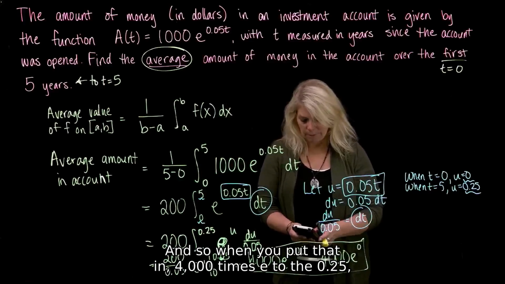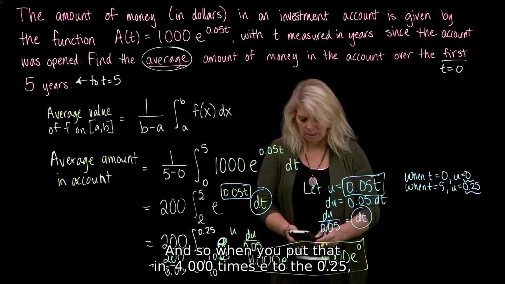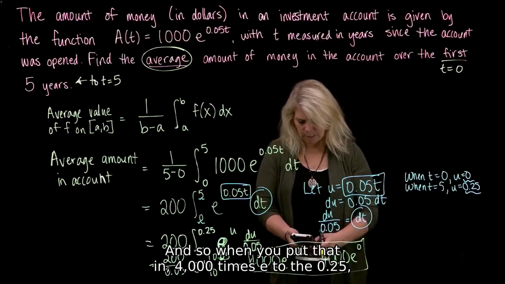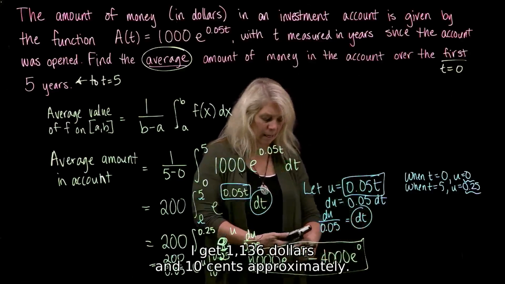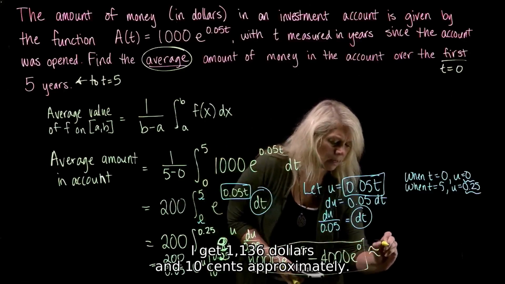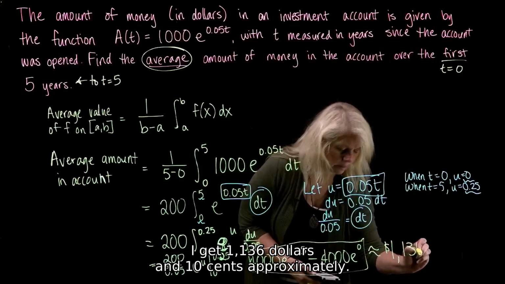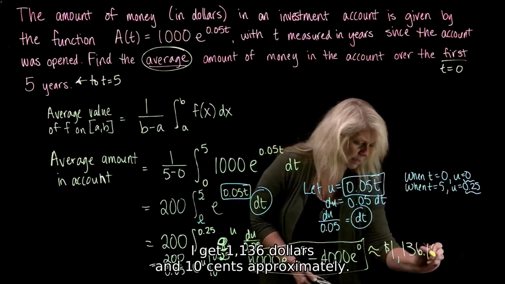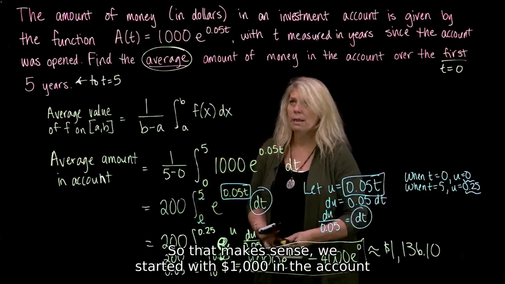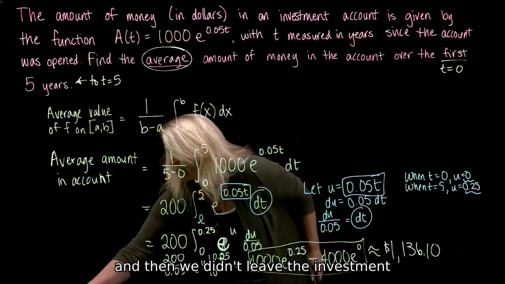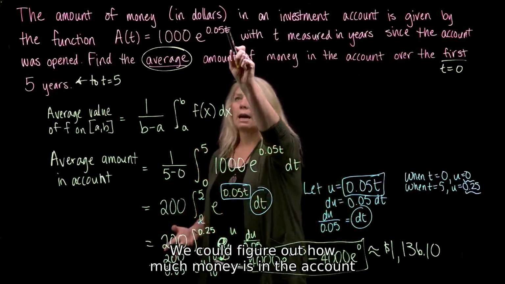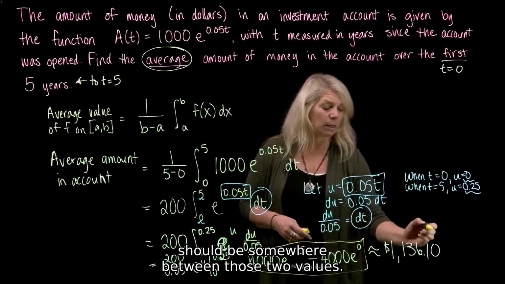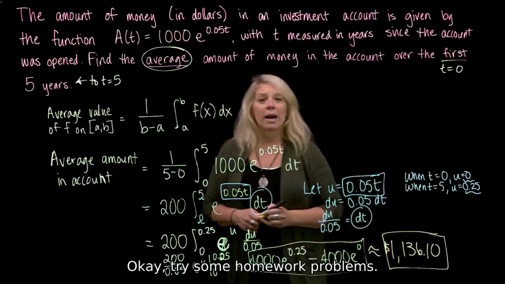And so when you put that in, 4,000 times e to the 0.25, then minus 4,000 times e to the 0, or minus 4,000, I get $1,136.10 approximately. So that makes sense. We started with $1,000 in the account, and then we didn't leave the investment for a super long time, so we shouldn't expect that it went up that much. We could figure out how much money is in the account at the end of 5 years, and then this number should be somewhere between those two values. Okay, try some homework problems.